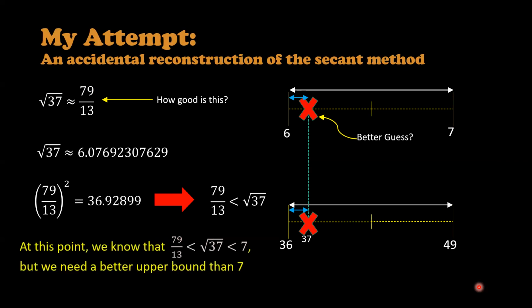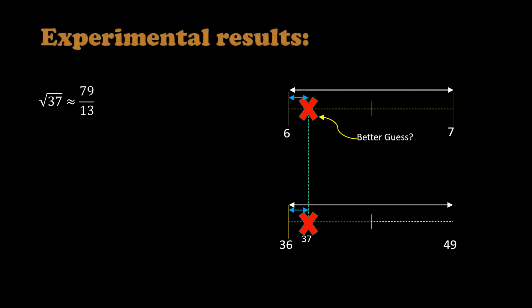So at this point, what we can say for sure is that the square root of 37 is between 79 over 13 and 7. But 7 is really far away from it, so maybe we can tighten up the number on top. At this point, I just started experimenting. I thought to myself, 79 over 13 is really close to the square root of 37, because if I square it, I get a number that's really close to 37.